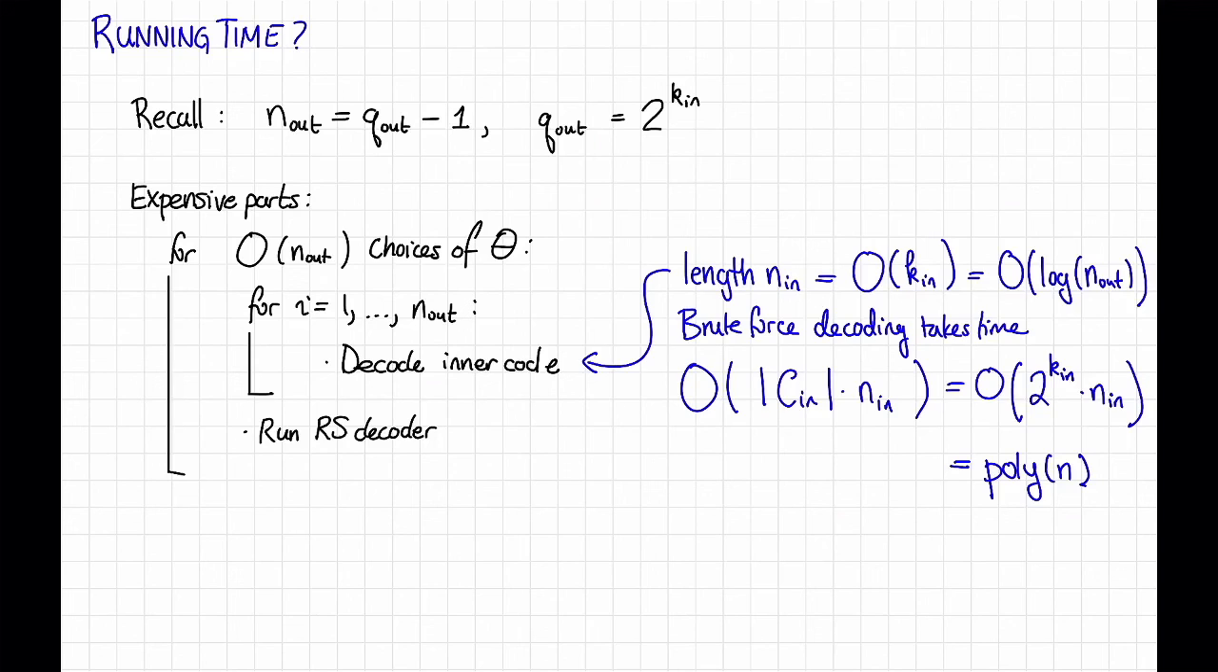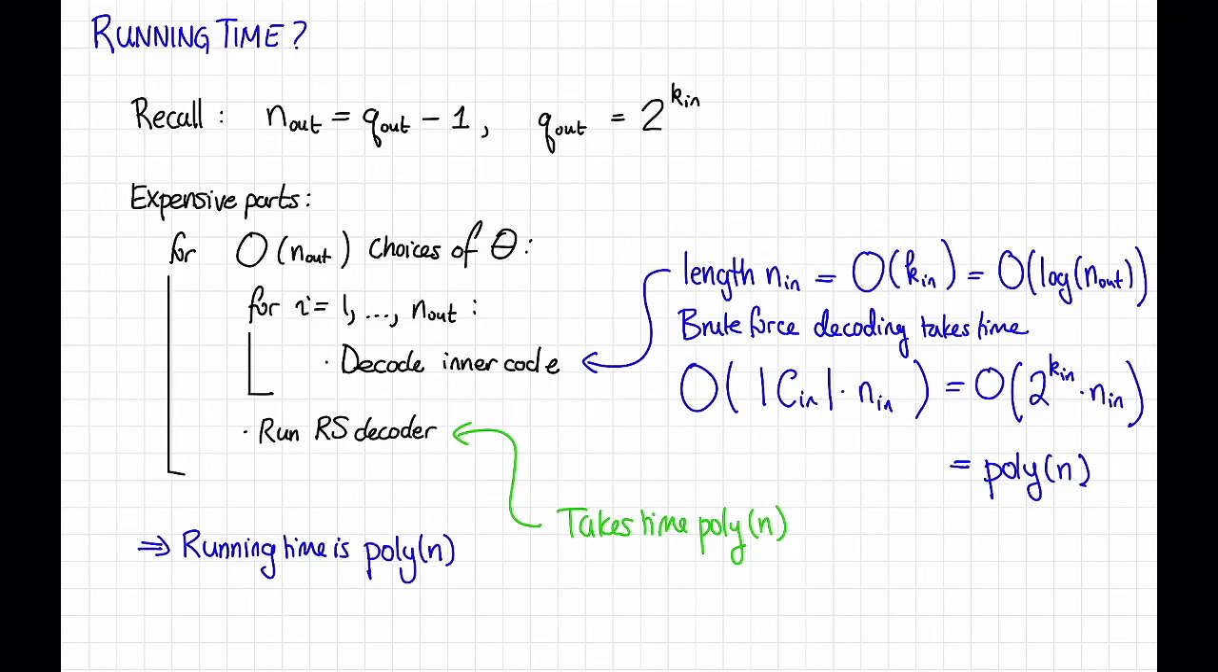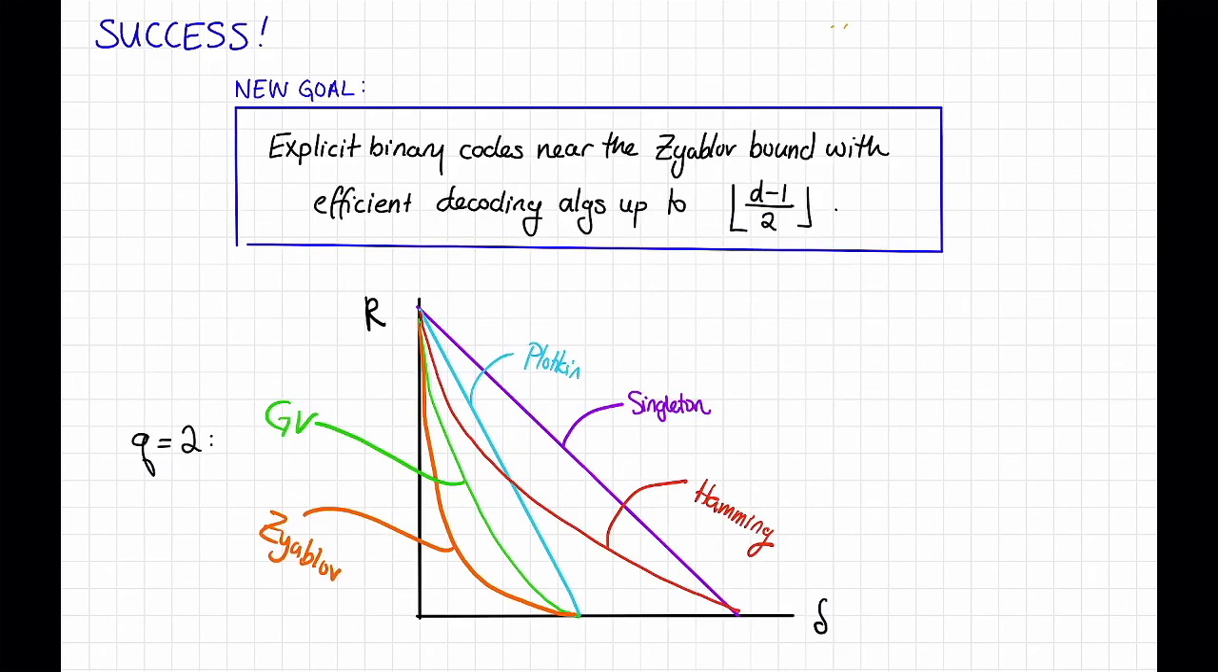The next thing we need to do is run this Reed-Solomon code decoder. How long does that take? Again, this is an efficient algorithm. This takes time polynomial in n. Altogether, the whole running time is polynomial in n. Hooray, that's what we wanted. So, to summarize, success.